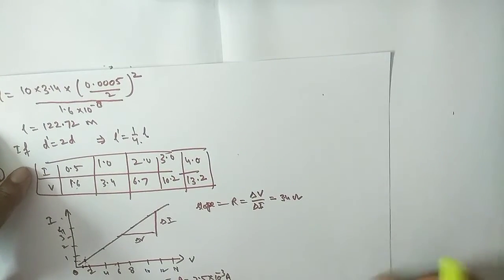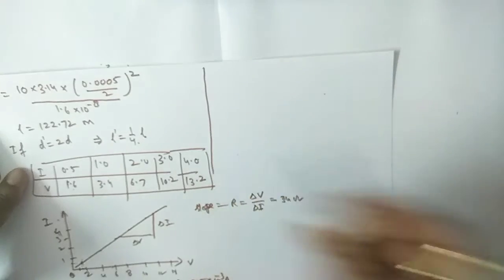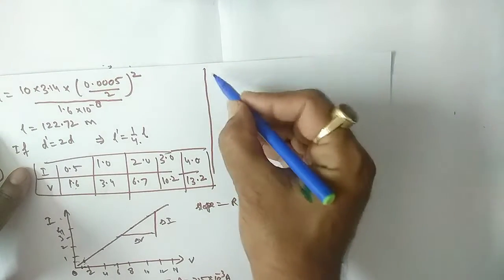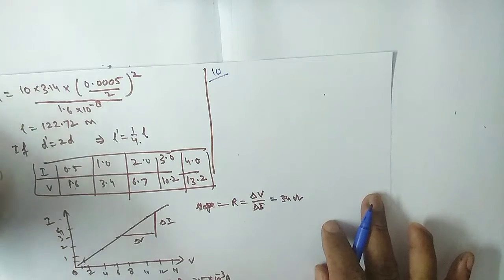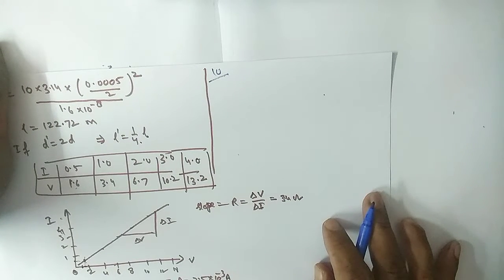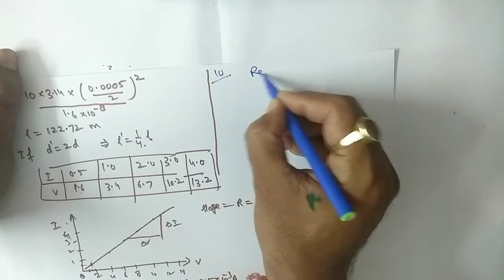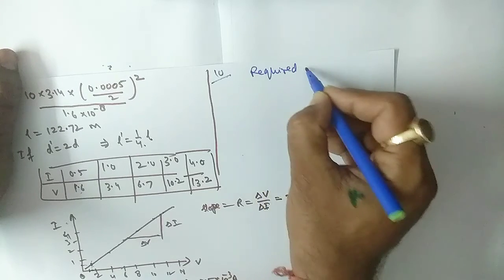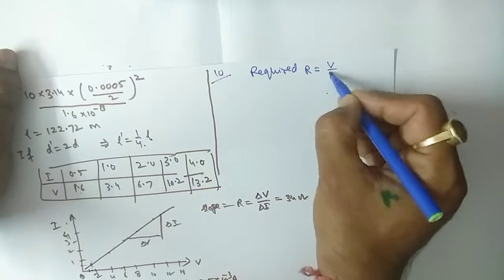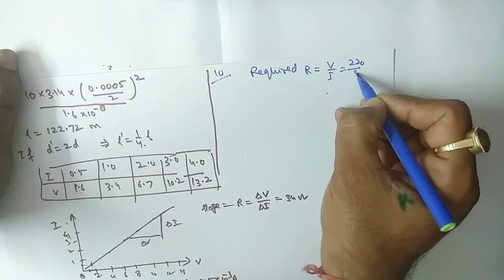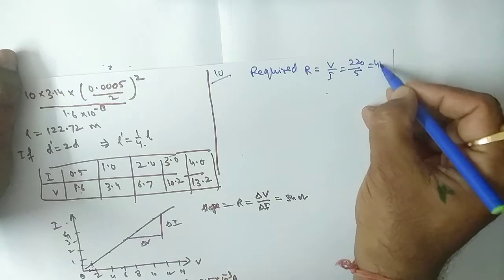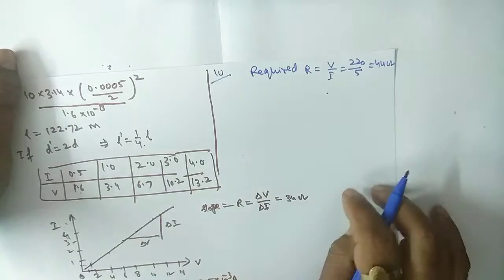Now come to question number 10. A different question. In this question, it is asked how many 176 ohm resistors in parallel are required to carry 5 ampere on a 220 volt line. So first of all, see what is the required R. It is equal to V upon I, 220 volt and 5 ampere. It will come 44 ohm. So this is the resistance required.